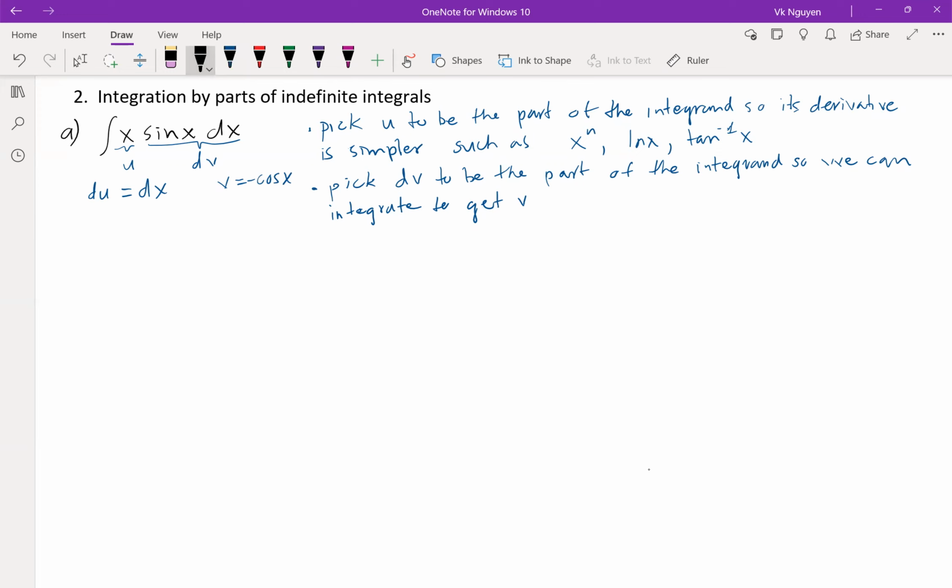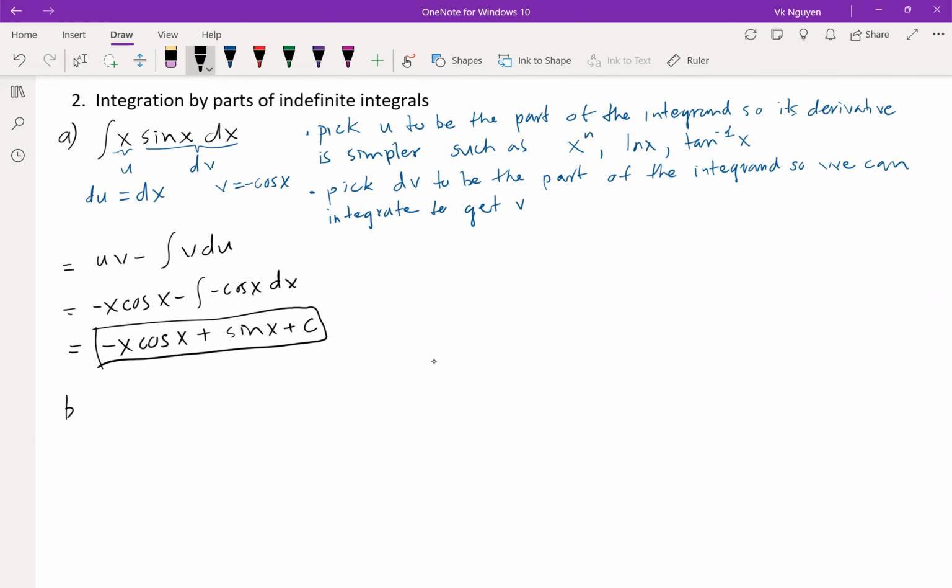Using the formula for integration by parts, we have uv minus the integral of v du, which is negative x cosine x minus the integral of negative cosine x dx, which is negative x cosine x plus the integral of cosine x, plus c.